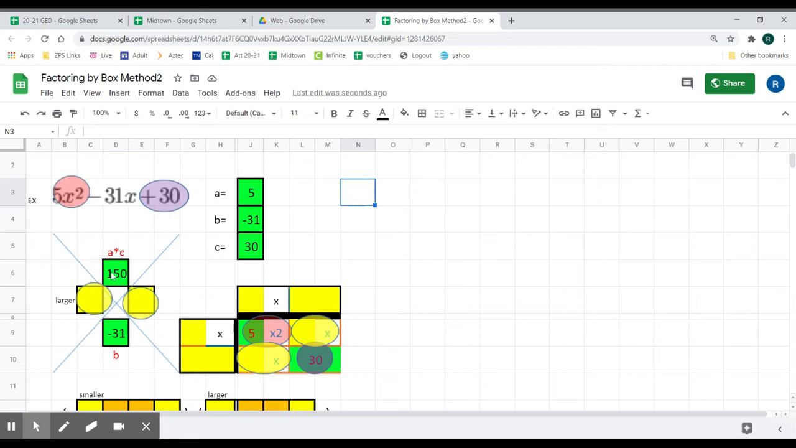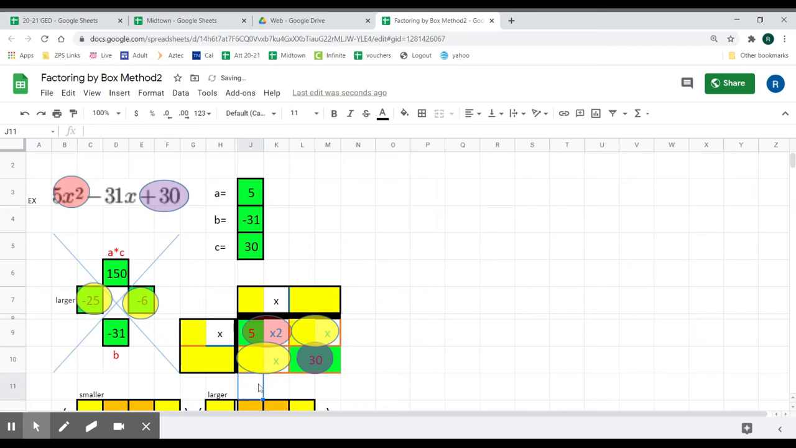So you take your factors of 150, so like 1 and 150, 2 and 75, and you keep on going, and you'll find out, because the video is only 5 minutes, that this will be a negative 25 and a negative 6. So if I add those two together, I get a negative 31. And if I multiply those two, I get 150.